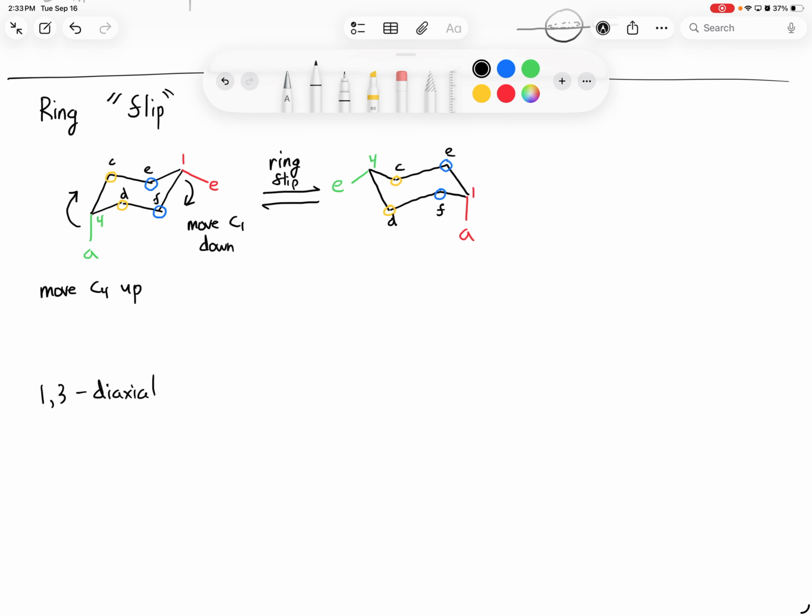Okay, but now let's switch gears here. Let's talk about gauche interactions.